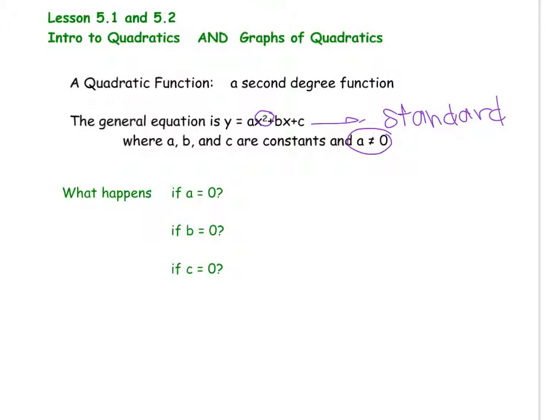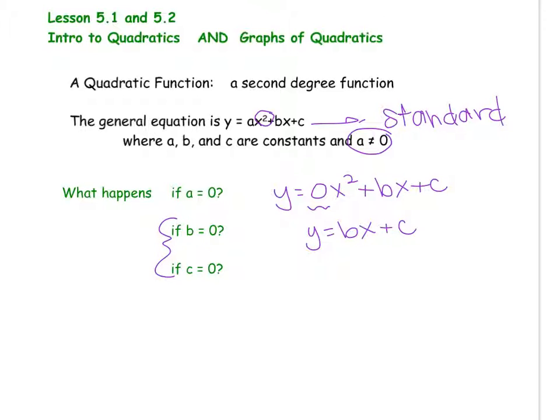Now, this part may seem random. a can't be 0, but what happens if a is 0? Well, let's think about it. If I have 0x squared plus bx plus c, you'll see that this term is 0. So you really end up with a linear function, so it's not a quadratic at all.